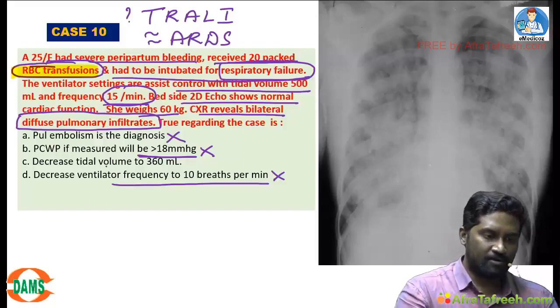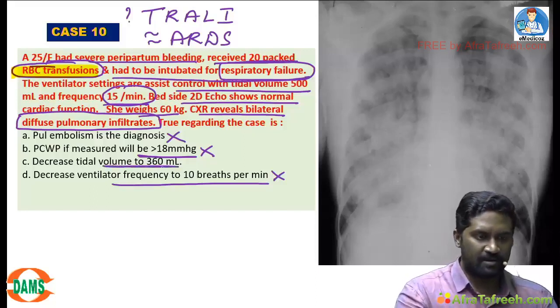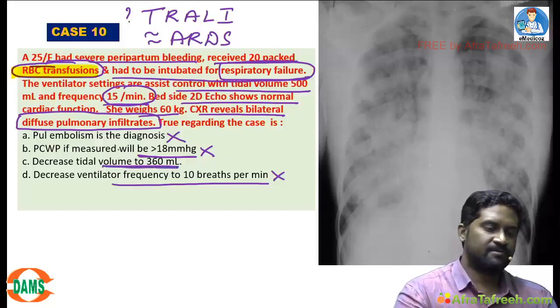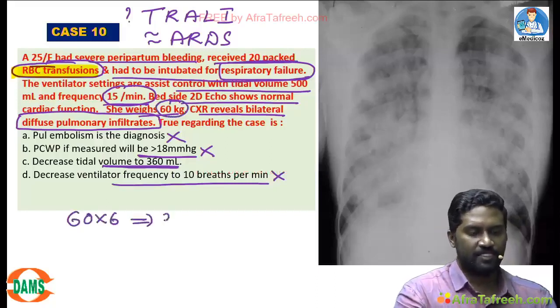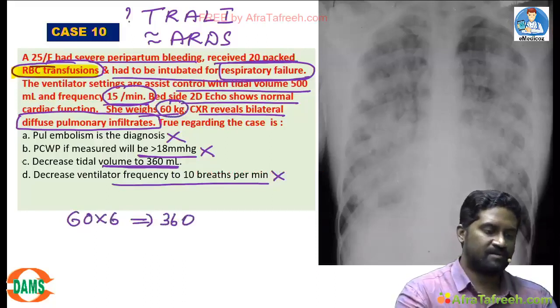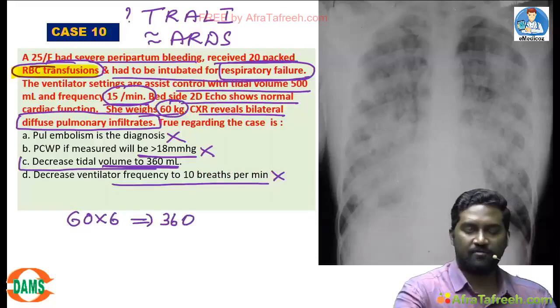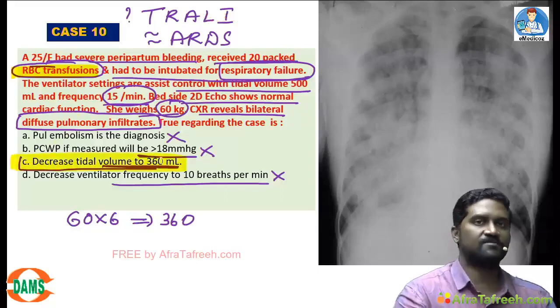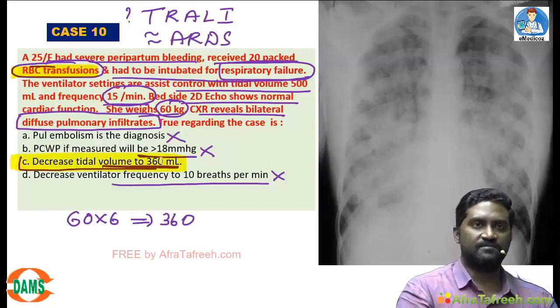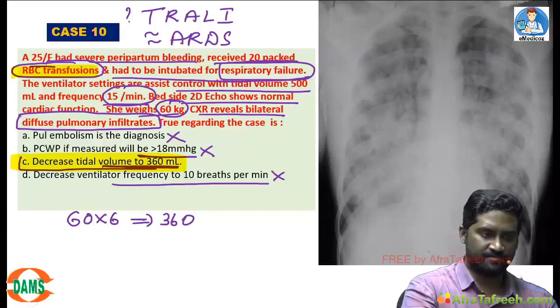Decrease tidal volume to 360 ml. So this is ARDS, low tidal volume mechanical ventilation. The patient's weight is 60. What is the permissible tidal volume? 60 into 6, 360 ml. The best answer is decrease tidal volume to 360 ml. Option C will be the best answer. This is an ARDS, and most important will be low tidal volume mechanical ventilation, students.